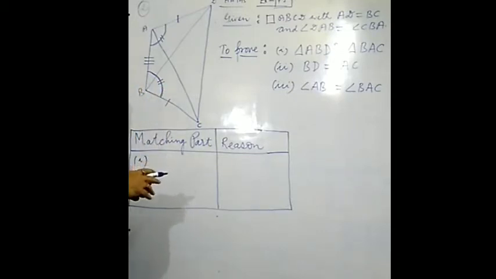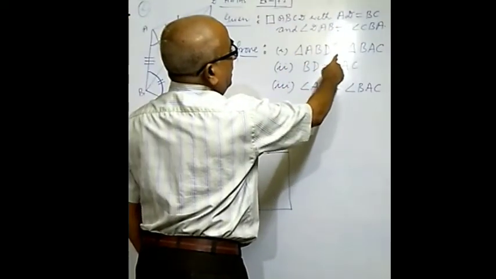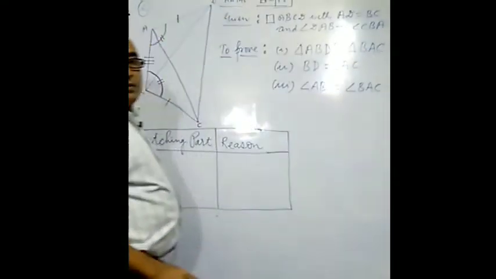So we have to prove that the first part is triangle ABD congruent to triangle BAC. Where is ABD?